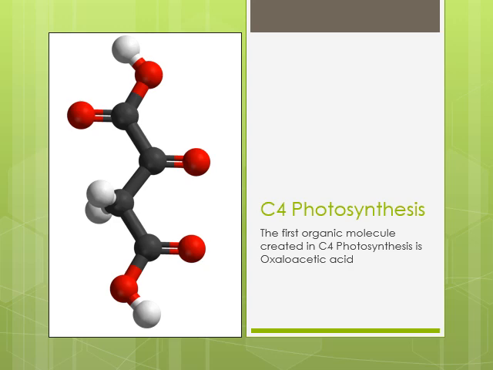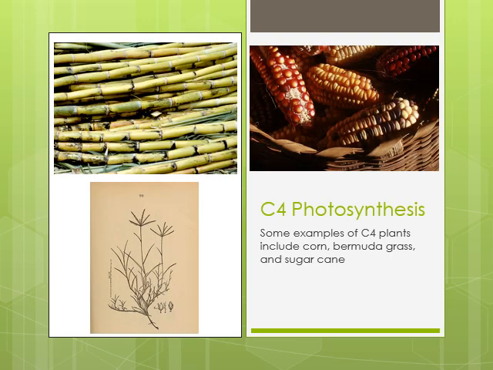This led to what's an adaptation called C4 photosynthesis, and this literally changed the entire environment of the planet when it came about. It made the Earth cool down pretty quickly. The first organic molecule created is a C4. It's got 1, 2, 3, 4 carbon to it. Examples might include corn or Bermuda grass or sugarcane.